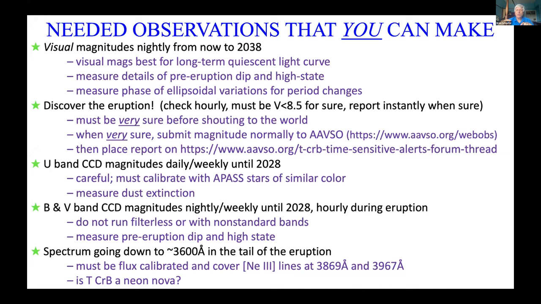Okay, so I've asked Elizabeth Wagen how best to report this. And the best place in the world is to go submitting your magnitude. This is what Elizabeth says. You should submit your magnitude instantly when you're sure, to the AAVSO as part of a normal observation. Hey, I observed T CrB, this is the magnitude. And you submit the observation, fair enough. The AAVSO has things that go through automatically and will flag and say, oh, wow, and they'll start waking people up, okay?